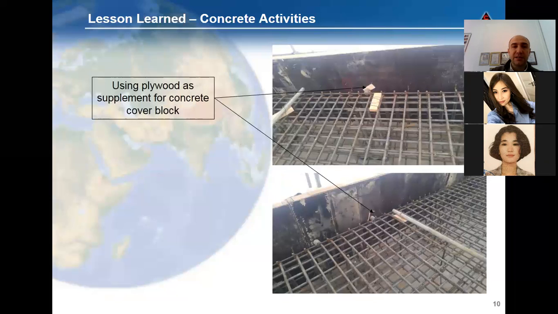Using plywood as a supplement for concrete cover blocks. You see that plywood is the most often used type for formwork, and it also can be used to create the thickness of the concrete layer, like you see in the picture. So the concrete protective layer can be made by using plywood.